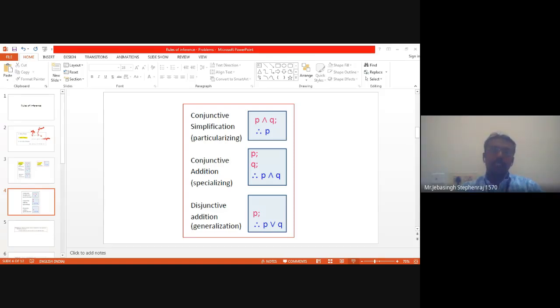Another rule is simplification, conjunctive simplification. If you have a compound statement P and Q, from this compound statement I can infer that P is a statement, or I can also infer Q. If P and Q is there, then I can take new statements as P as well as Q. This is called conjunctive simplification, and this could also be used in the problem. Today I am going to use these rules and do a problem. So remember these rules. You can also do it along with me in your notebook.